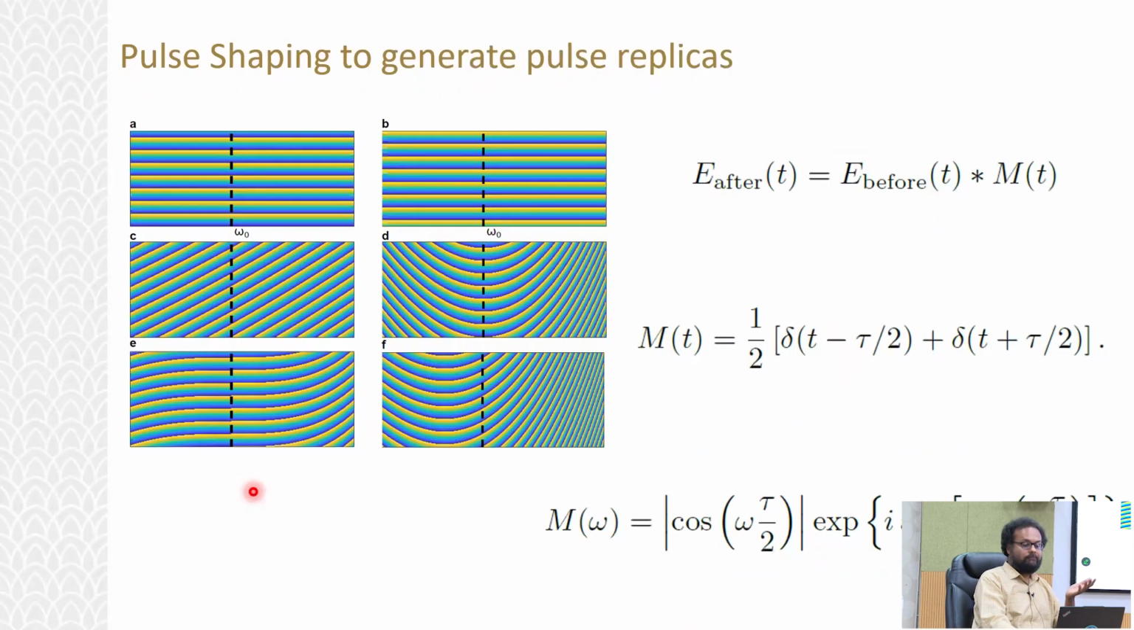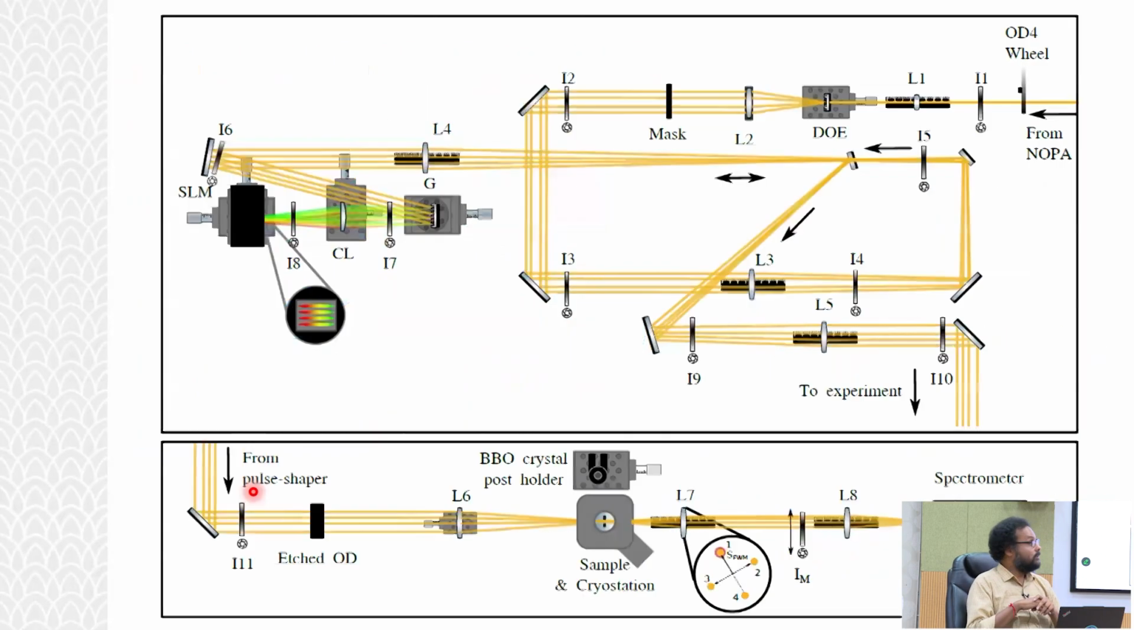I'm going to show you the actual setup. It looks a bit complicated, but it's actually very elegant. You have the beam from the NOPA coming in, and this is your diffractive optical element, which generates your four pulses. There is a mask, and the mask is to ensure there are no spurious things. These lenses are part of relay imaging, extremely carefully selected and well placed. In fact, these had to be put on rails carefully.